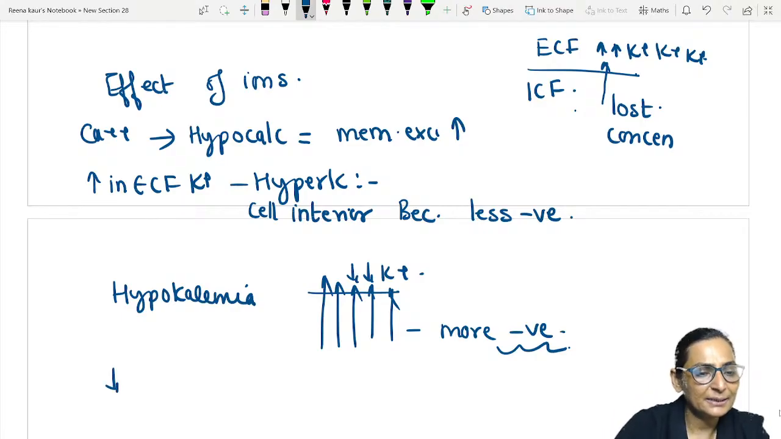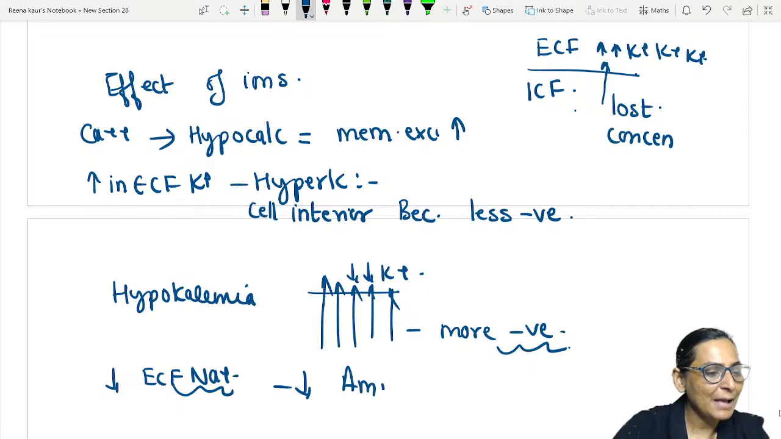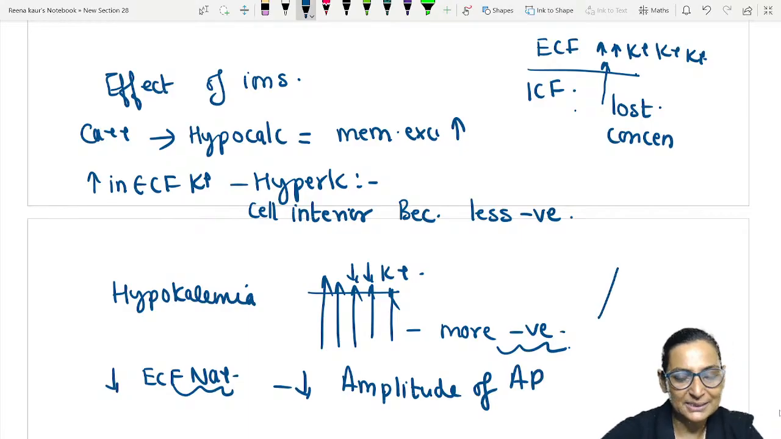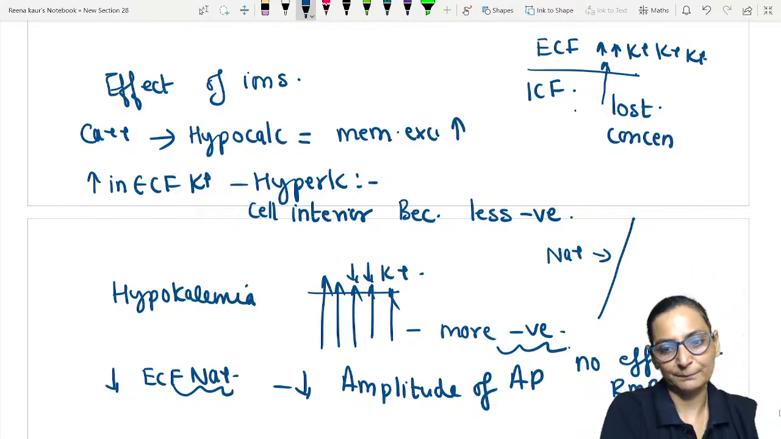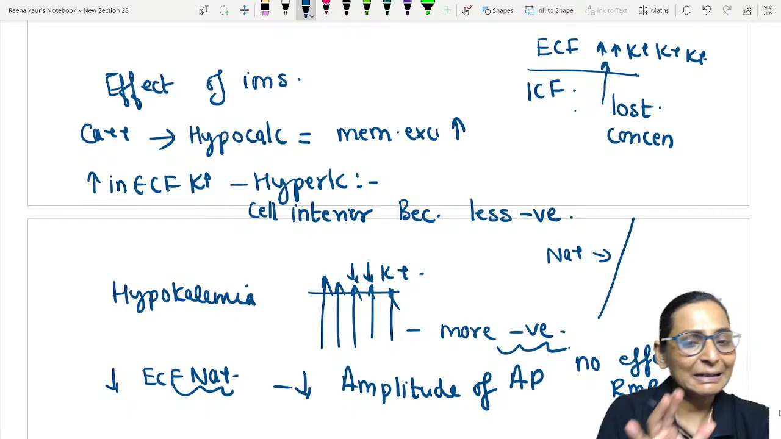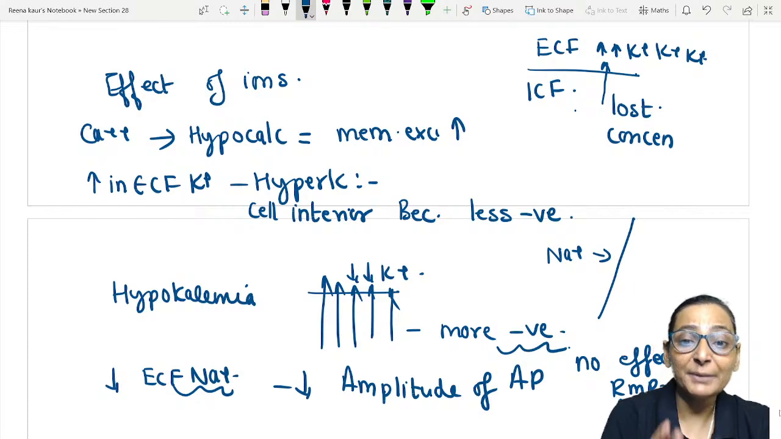If there is a decrease in ECF sodium, it is going to decrease the amplitude of action potential, because the amplitude of action potential, that is the upstroke, depends upon sodium influx. But there is no effect on RMP, because the maximum contribution to RMP is by potassium. So I hope the lecture is very clear to you: resting membrane potential, the different phases of action potential and the ionic basis of action potential.